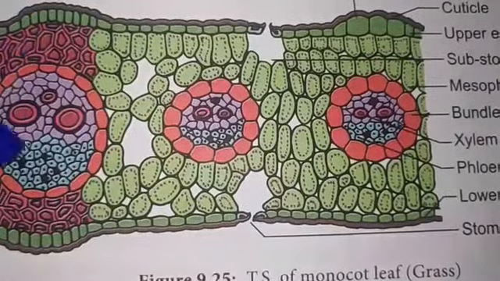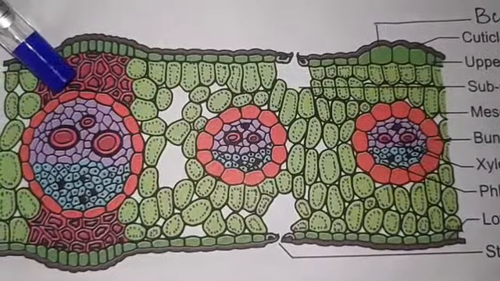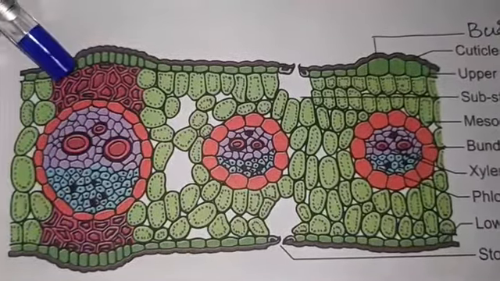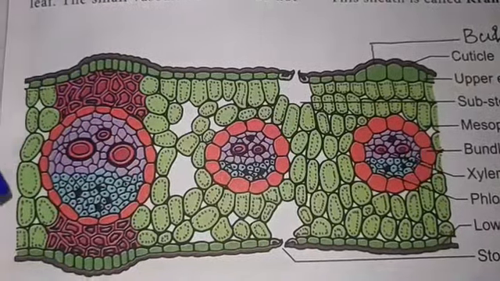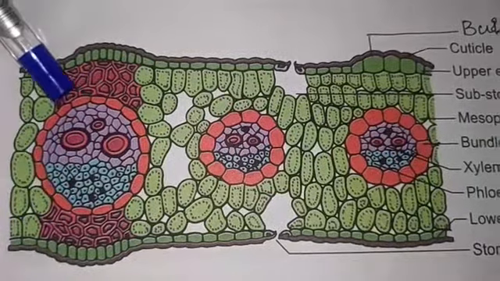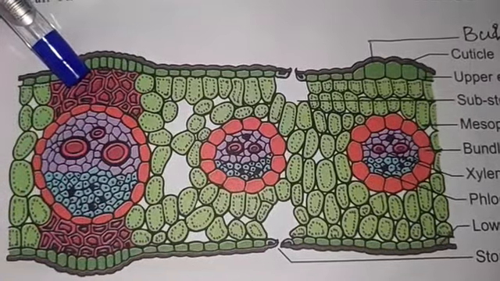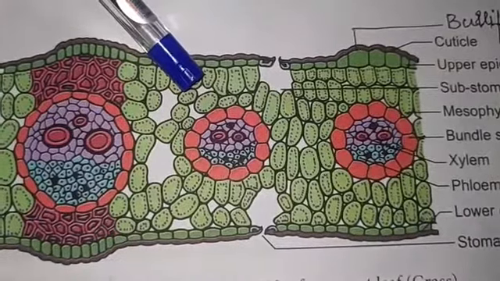Two patches of sclerenchymatous tissues are present above and below the large vascular bundles only. So two patches of sclerenchymatous tissues are present in the larger vascular bundle, above and below the vascular bundles. These sclerenchymatous patches give mechanical support to the leaf. The small vascular bundles do not possess the sclerenchymatous patches.